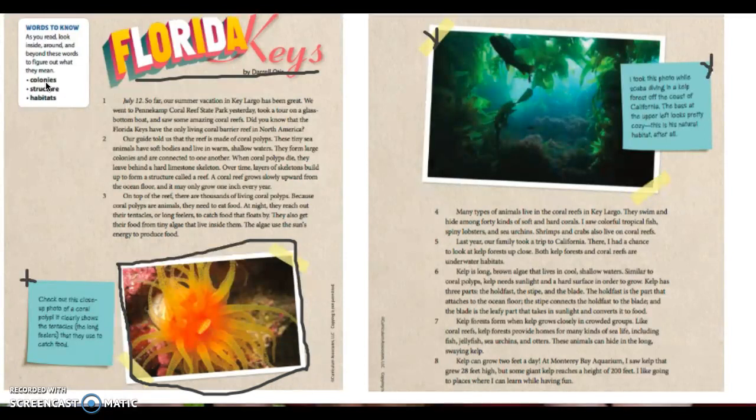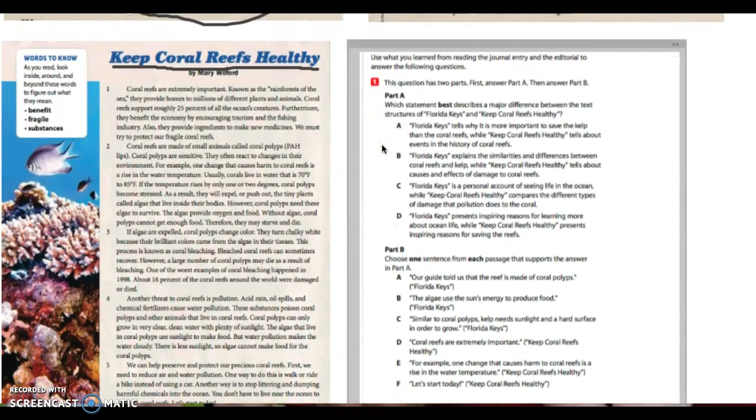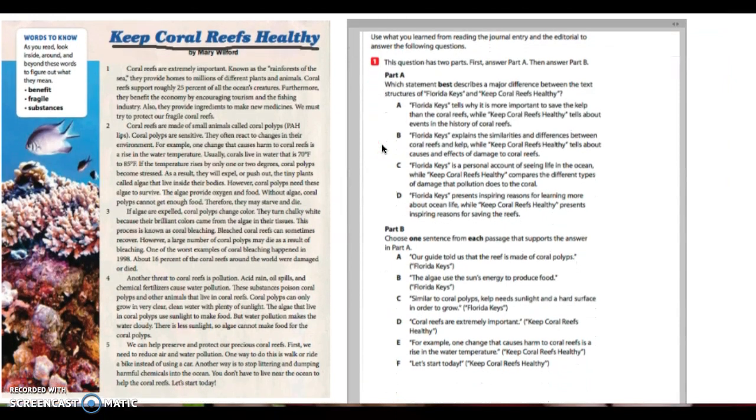Okay, we're going to look at the illustration now and read the caption. The caption said, I took this photo while scuba diving in a kelp forest off the coast of California. The base at the upper left looks pretty cozy. This is a natural habitat after all. Very cool. All right, we're going to go on to our next passage called Keeping Coral Reefs Healthy.